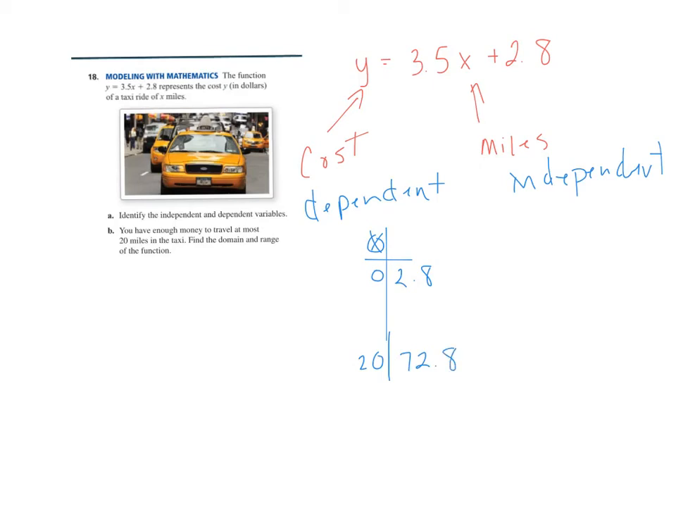70 plus 2.8 is going to be 72.8. Now, we have to decide whether this is continuous or discrete. And I believe that this is going to be continuous. Let me double check to see what the textbook has, but I think this is going to be continuous. And the textbook does agree with me. So what we're going to do is we're going to look at this part.